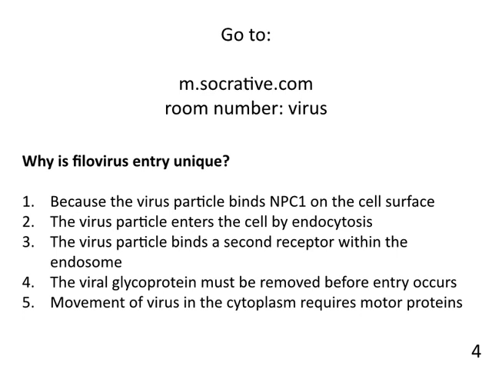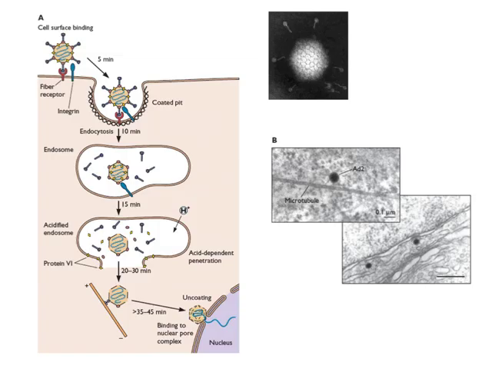Number three is the answer, and one in four got some hits. Why is filovirus entry unique? Number three, because the particle binds a second receptor within the endosome. It's this NPC1 molecule. It doesn't bind NPC1 on the surface. It does enter the cell by endocytosis, but that's not what makes it unique. Many viruses do that. The glycoprotein must be removed before entry occurs. It's not removed, just the cap is removed. And movement requires motor proteins, of course. Any virus that's getting in the cytoplasm will require that, so it's not unique.